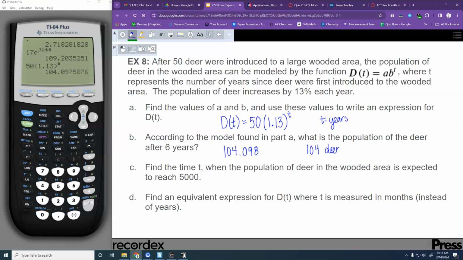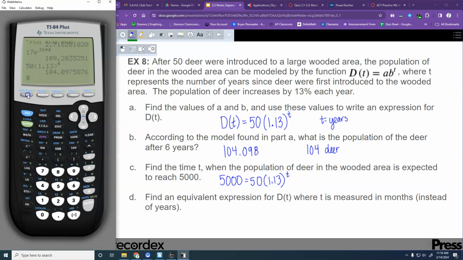Okay, now, C is asking us to plug a number in, but we're not plugging in for t. For this one, we're plugging in over here for our y value. We want to know when y hits 5,000. So we got 50 times 1.13 to the t power. In Math 3, you should have learned how to solve that by hand, probably. But you got to use logs, and we haven't been over logs again in this class. So right now, let's just use the calculator to solve it, okay?